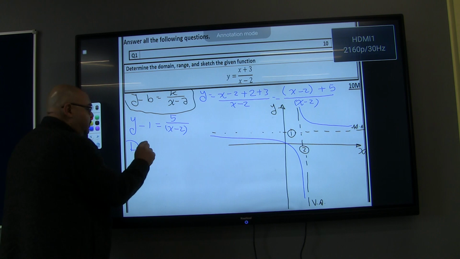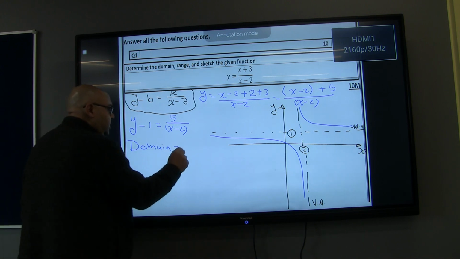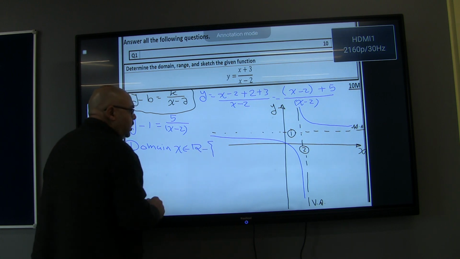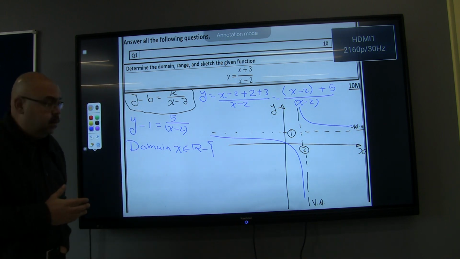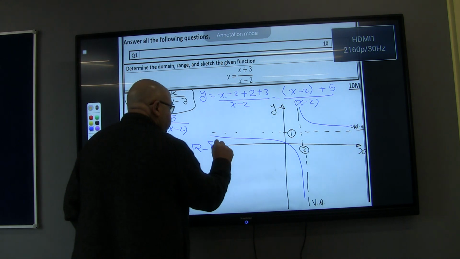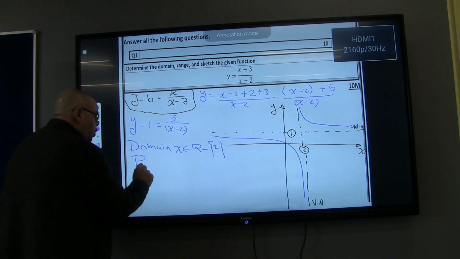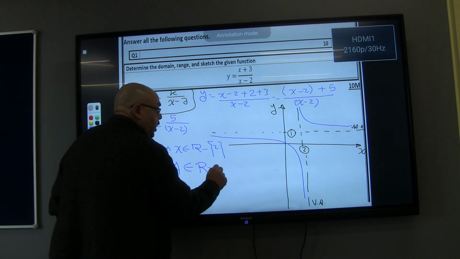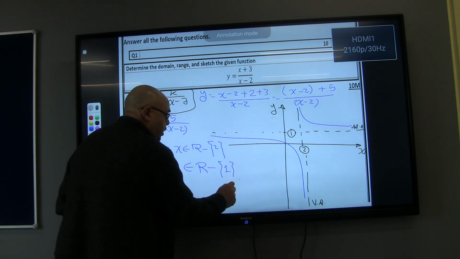The domain is simply x belongs to R, except the point at which you have a singularity within your domain, which is 2. The same way for the range, which is going to be y belongs to R, except positive 1.